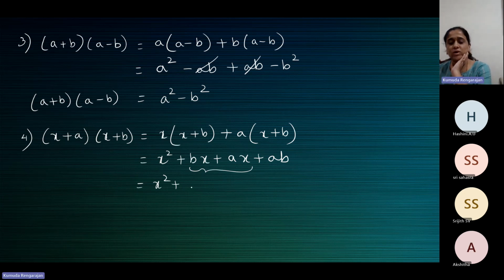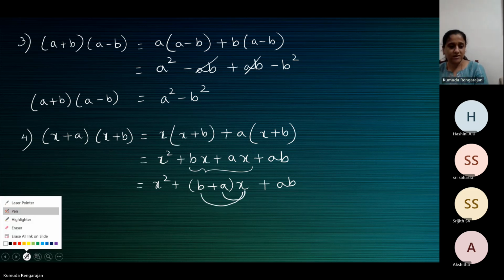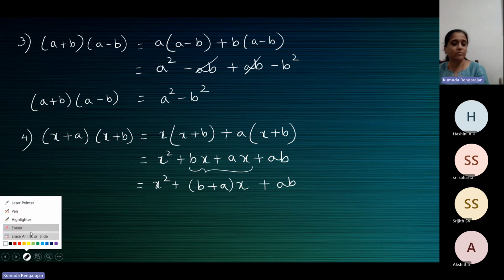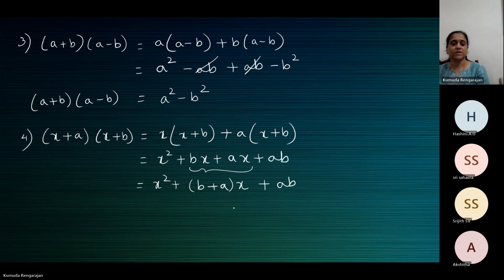So between these two terms, what is common? X is common. Yeah, so in the bracket you should write b plus a, because b into x is bx, a into x is ax. Ma'am, why are we writing this? We'll be using this in expanding, in finding the products. Then you'll understand. So this can be written as x squared plus a plus b of x plus ab.